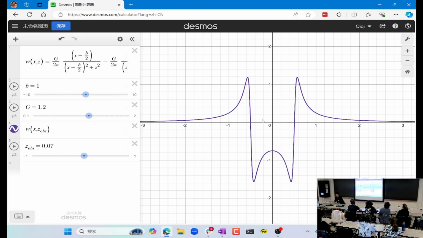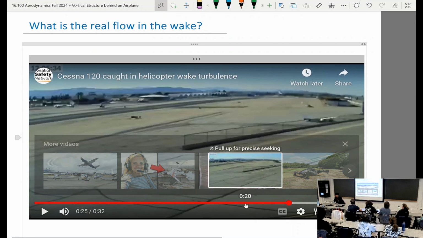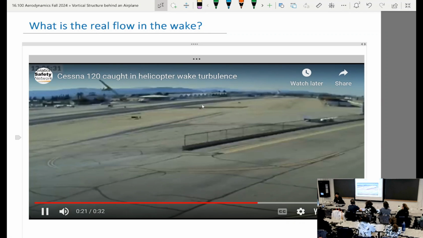So its right wing is going to be in a very strong downwash. Its left wing is going to be in the upwash. That's what's causing this crash.